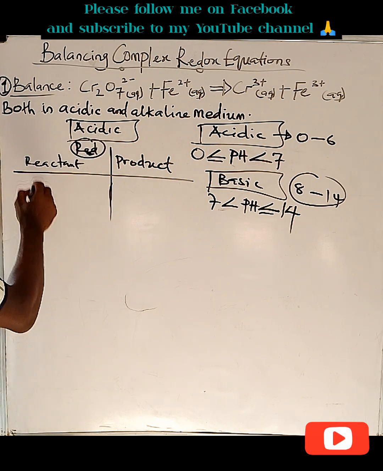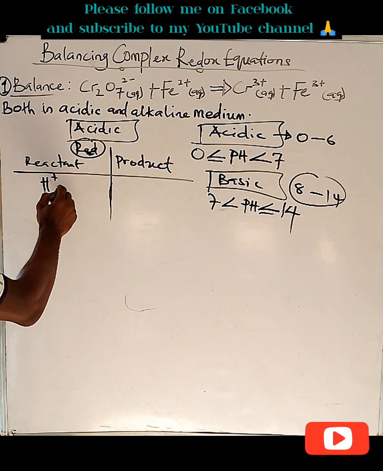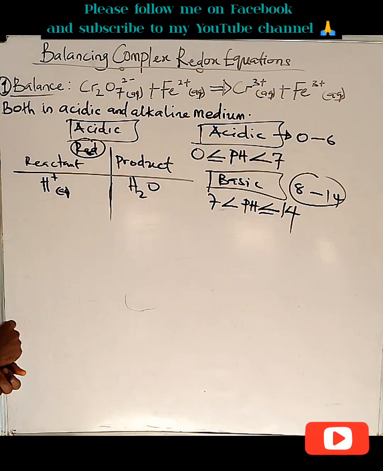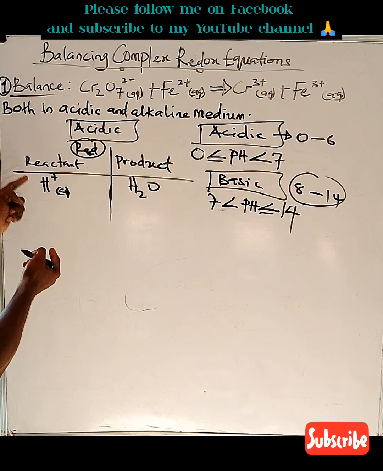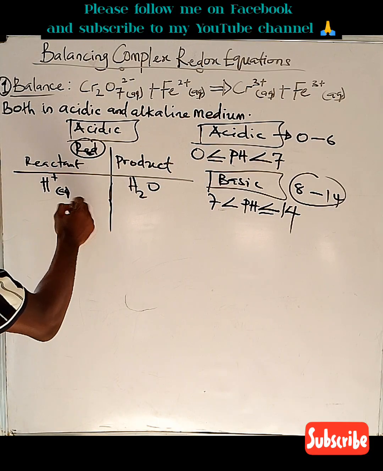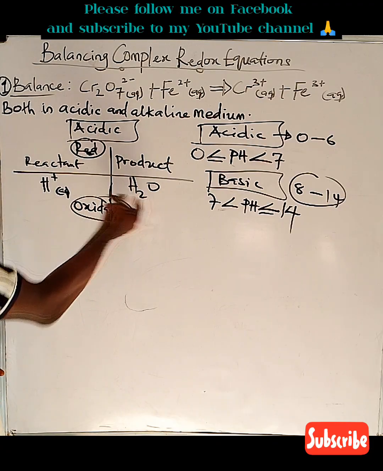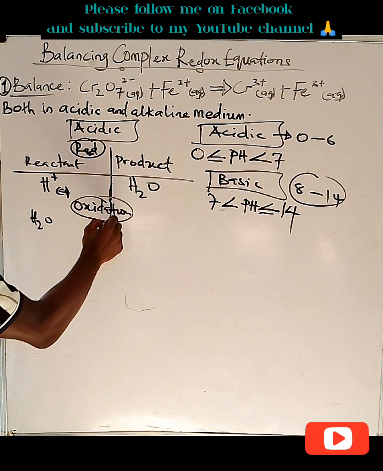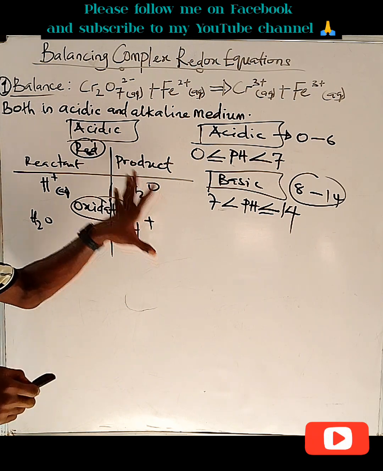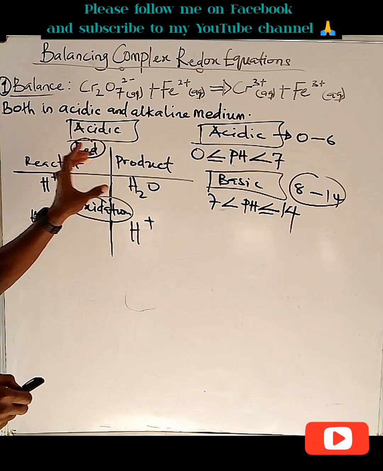When it comes to reduction, we are going to add H plus, hydrogen ion aqueous, to the reactant and water to the other side. Hydrogen ion will be added to the reactant and water liquid will be added to the product. That's that for the reduction. While for the oxidation, we're going to have a swap in roles. H2O will be added to the reactant while hydrogen ion aqueous will be added to the product. This is how it's done for reduction and oxidation under acidic medium.